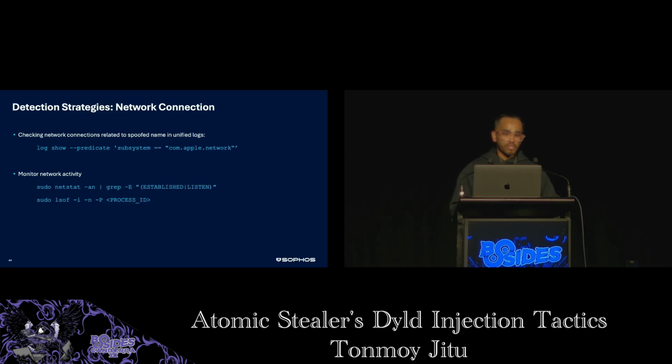Moving on to detection strategies. You have the typical detection strategies if you have access to the host machine itself. You can look through the unified logs for network-based artifacts. You can look for any artifact that has com.apple.network or any one of the spoofed names to find out what those artifacts or logs look like. You can also monitor network-based activity if you're running a dynamic analysis, to see if there are any established connections to unknown public IP addresses. If you have the process ID, you can do a deeper dive using the process ID as well.